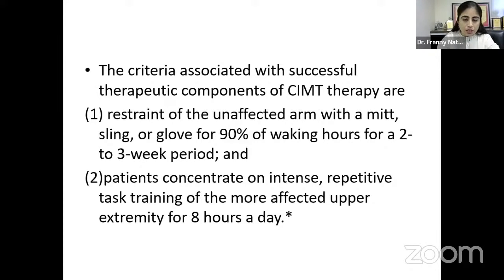Now, what are the parameters required for CIMT? The first is that there should be restraint of the unaffected arm using a hand mitt, a sling, or a glove for 90% of the waking hours for a 2 to 3 week period. And the patients concentrate on intense, repetitive task training for almost 8 hours a day using the affected hand. So this is what is called CIMT. We now use modified constraint-induced movement therapy, in which the hand is constrained for only 8 hours and the patient performs 2 hours of activities.